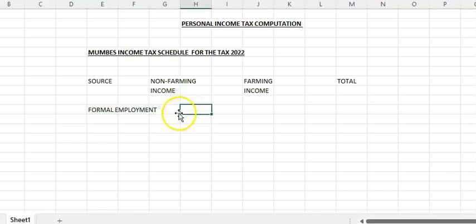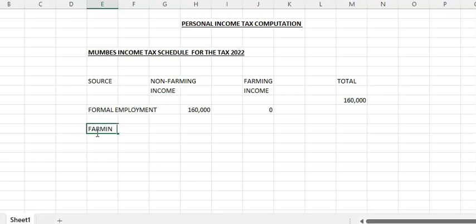160,000. On farming, just put a 0 or a dash. So the total will be 160,000. Another source is farming. You write here farming. And then on formal employment, just put a 0.